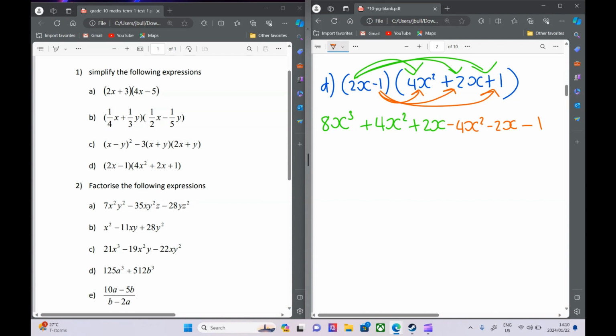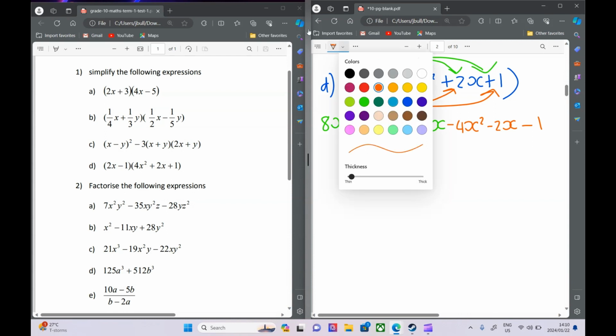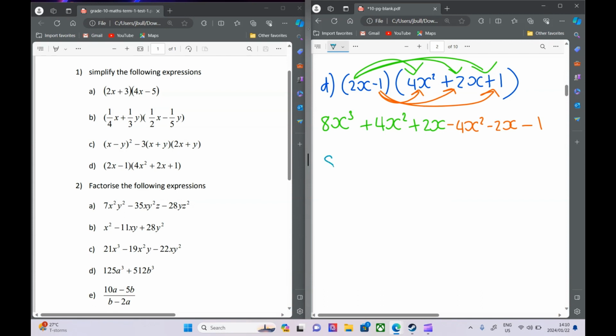Let's simplify now. So I don't have any other x cubes. So I'm going to have 8x cubed. And then I've got 4x squared and minus 4x squared. So they are actually going to cancel because positive 4 take away 4, that's going to cancel out. 2x minus 2x, those are also going to cancel. And so we're left with 8x cubed minus 1. So that is quite nice and simple. Next up in question 2, we've got lots of factorizing questions.